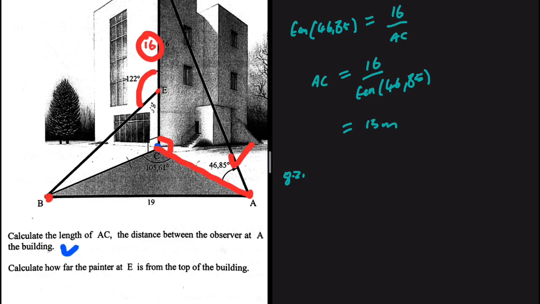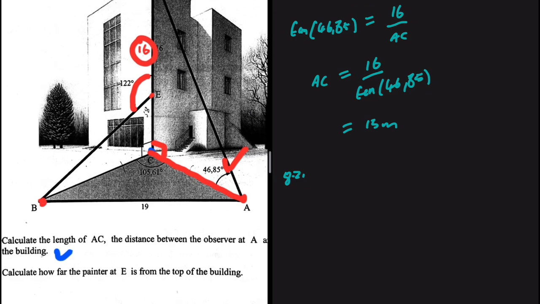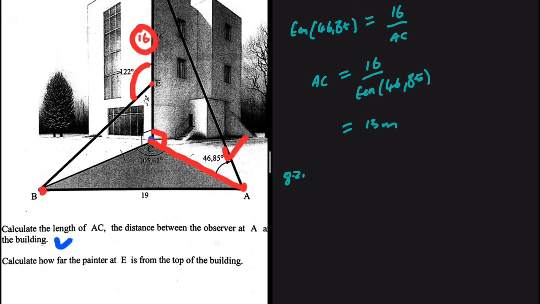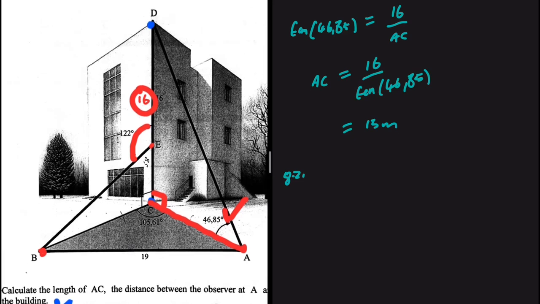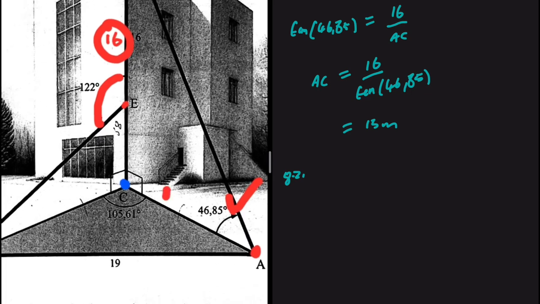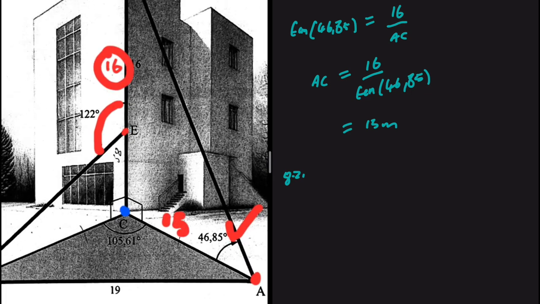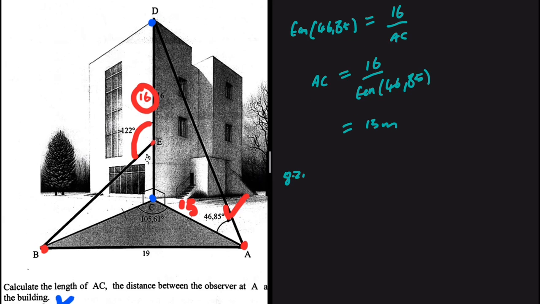Calculate how far the painter at E is from the top of the building. Okay, so like I've always said, it's better to start from a triangle with a lot of information and move towards the triangle without. So let's see how that plays out in this question. We know that AC is 15, right? So we have 15, we have 16 in place of CD, and AB is said to be 19.